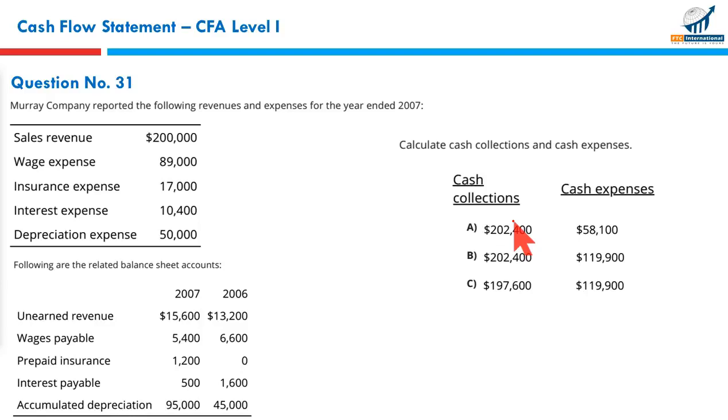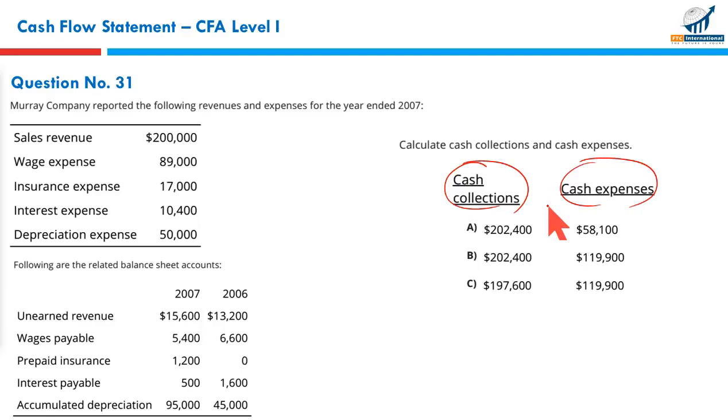Next, it's a good one. Murray Company reported the following revenues and expenses for the year. We need cash collections and cash payments as a basis for the preparation of cash flow from operating activities using direct method. Cash inflows and outflows. A very good question indeed.